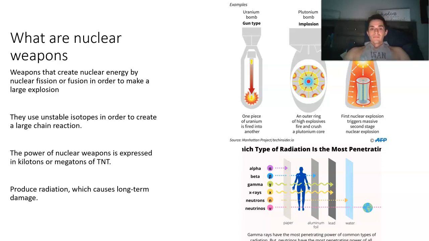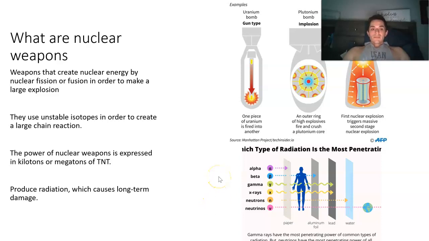And the power of nuclear weapons is measured in kilotons or megatons of TNT. We're familiar with TNT being an explosive, and so what that means is it may take a certain number of kilotons of TNT to produce an equivalent amount of energy to represent the size of the explosion of a nuclear weapon. Hope that makes sense to you. I worded it a little weird.